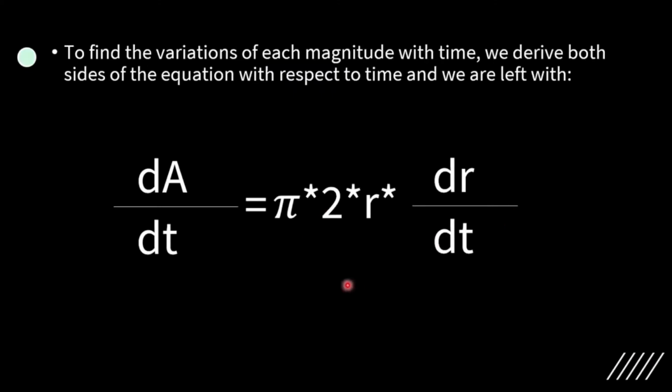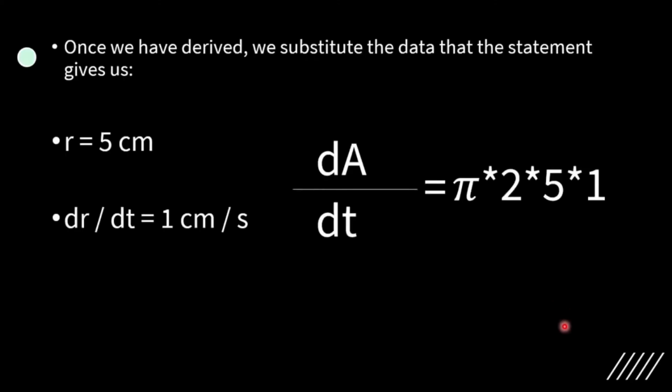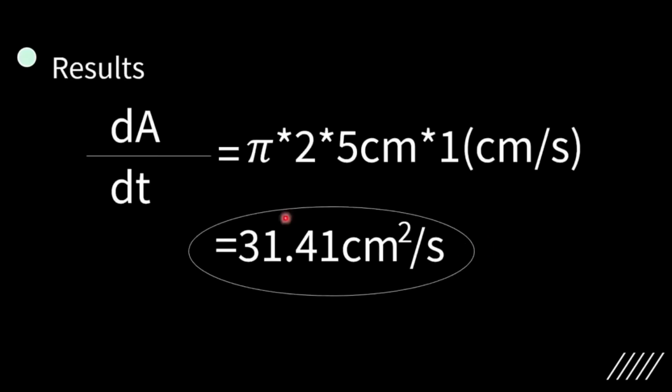In order to solve this, we use the chain rule, which goes from outside to inside. The derivative of r squared is 2r, and we multiply it by the derivative, which is dr divided by dt here. With that, we derive everything, and we just have to substitute the data that the statement gives us. Here, the statement gives us radius equal to 5 centimeters and the rate of change of 1 centimeter per second. And now we just have to put it in the formula that we used before. And with that, we have the most important part here.